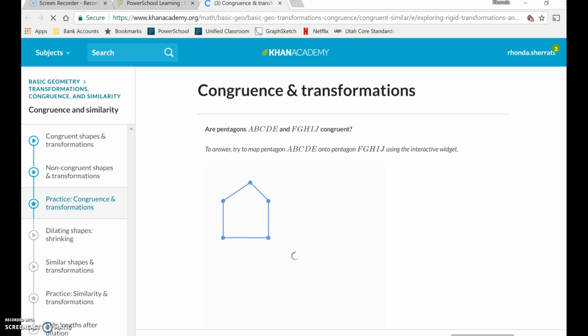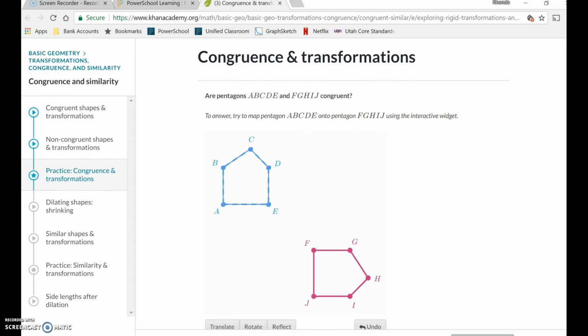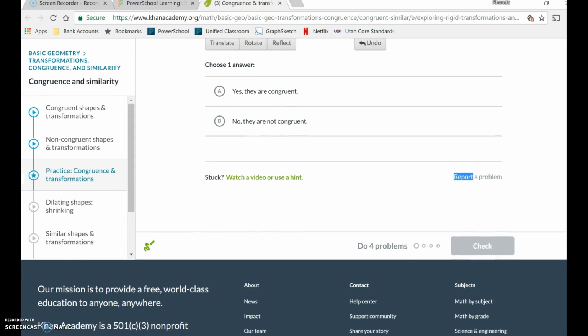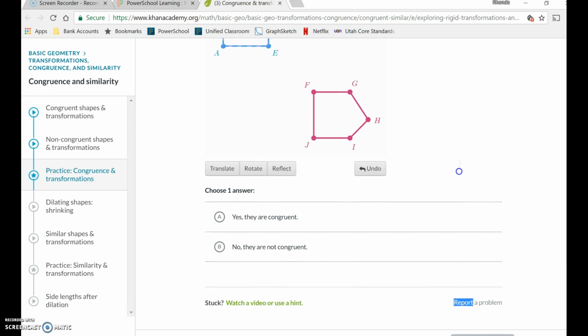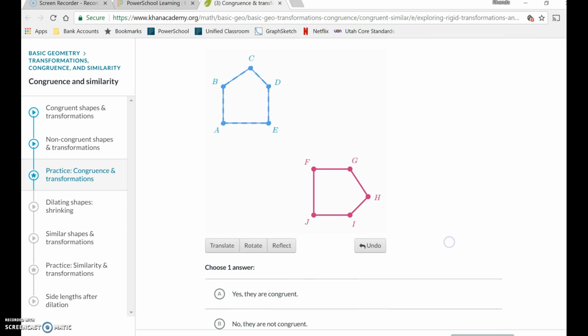Let me show you how to do it really quick before you actually go out and click the link. You're going to come to a page that looks like this. You'll see that we've got a pink shape and a blue shape. The object is to see if we can translate, rotate, or reflect this blue shape onto this pink shape, and if it matches up exactly, then we'll pick yes, they're congruent. If they're not, then we'll pick no.